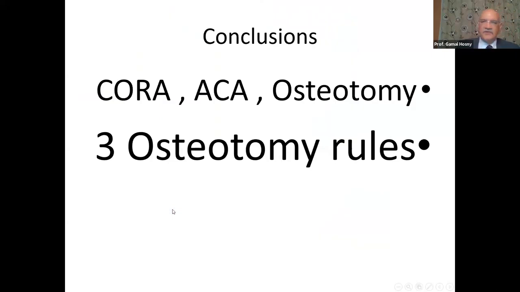So in conclusion, if you want to deal with the deformity, you have 3 players: the CORA, ACA, and osteotomy. We have no control over the CORA, but we can decide the ACA and the osteotomy. We have 3 osteotomy rules. We almost always use the first rule, as we do the osteotomy at the same site of the CORA and ACA. Osteotomy rule number 2, we use it only when needed. There are very few indications for osteotomy rule number 3. That's it.